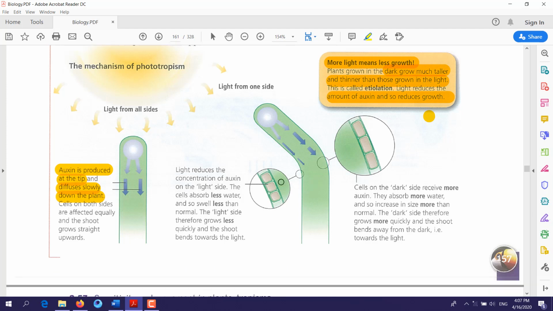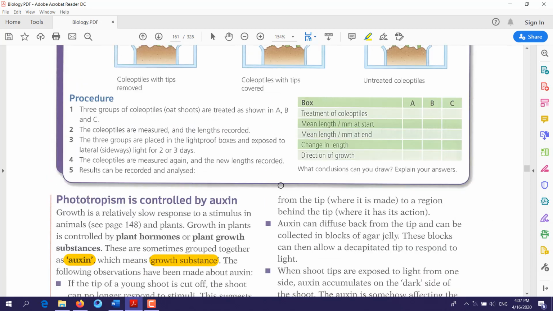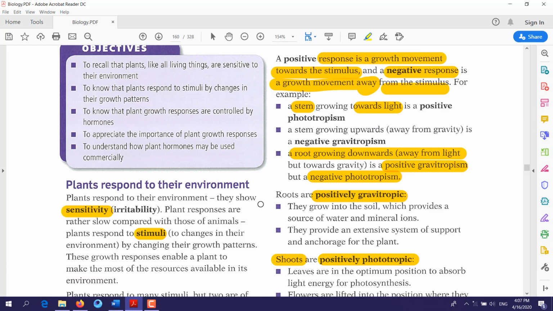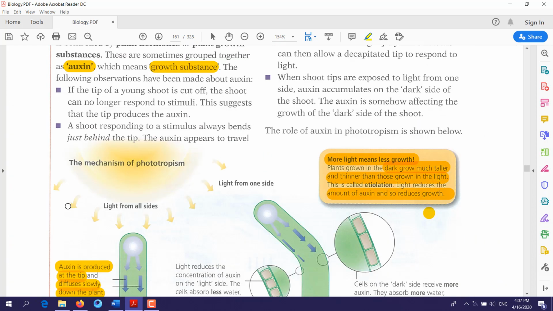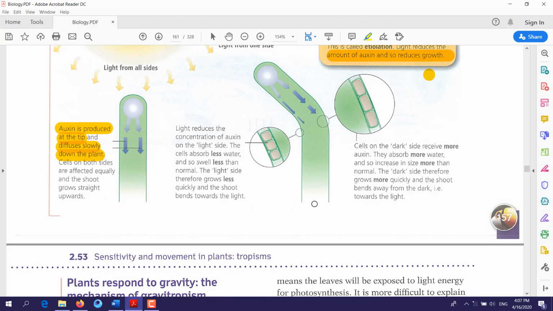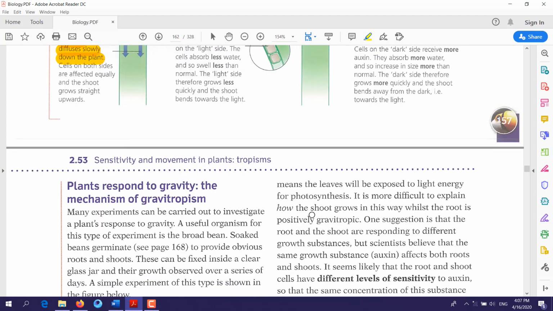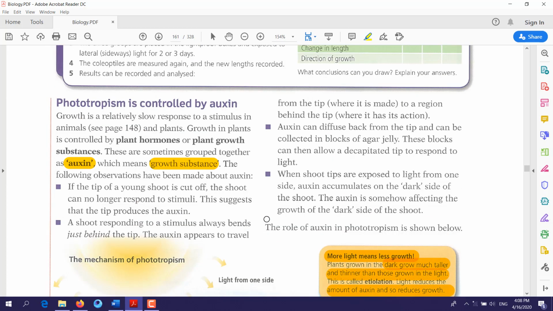So this was everything for our lesson. Our lesson today was tropism, on pages 156 and 157. In the next lesson we will continue this one. Next lesson we will start with pages 158 and 159.